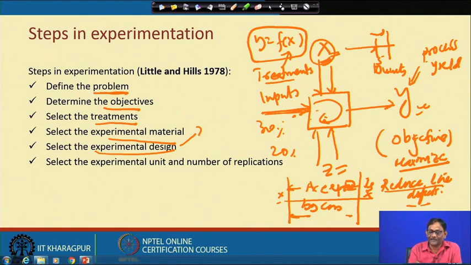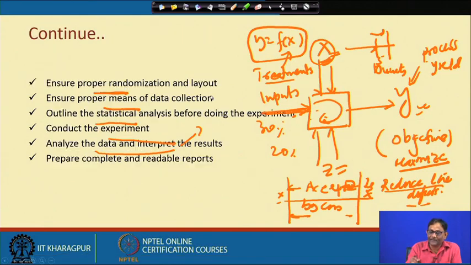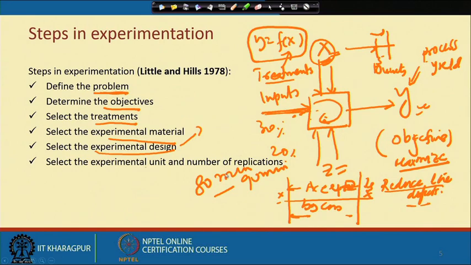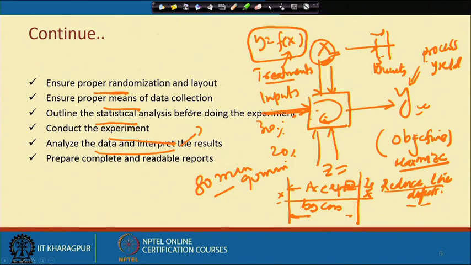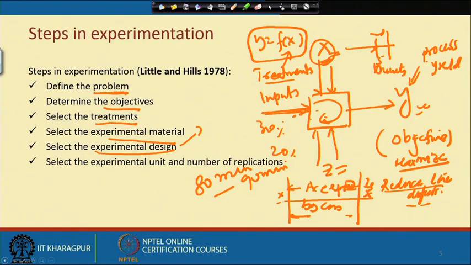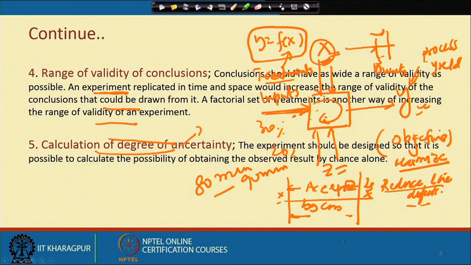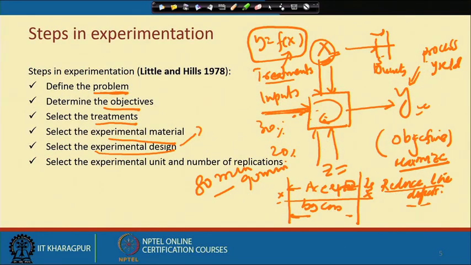For example, the reaction time in the earlier example we have given is varying from 80 minutes to 90 minutes in the chemical reaction case. But what I mean to say is that 80 minutes, 90 minutes may change, but someone may choose three levels for that particular factor. Similarly, for temperature, you may choose 170 to 180, or you may choose 150, 170; there will be different levels. Those things will be discussed later on.